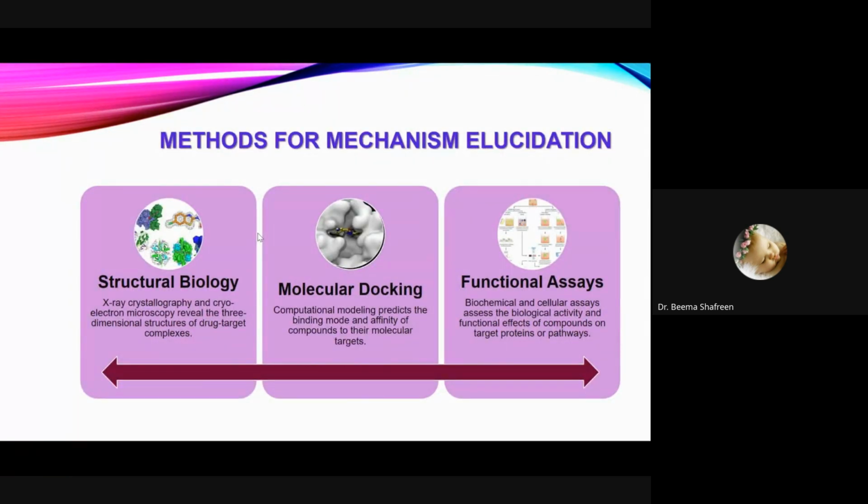So the methods for mechanism elucidation start with structural biology. In structural biology, we have X-ray crystallography and cryo-electron microscopy, which reveal the three-dimensional structure of the particular disease drug target, as well as the drug-target complexes. Using the molecular docking approach, computational modeling will reveal the binding affinity as well as the binding mode of that compound in the target site. And functional assays such as biochemical assays and cellular assays will reveal the biological activity, the functional effects of the compounds and the target proteins on their pathways.